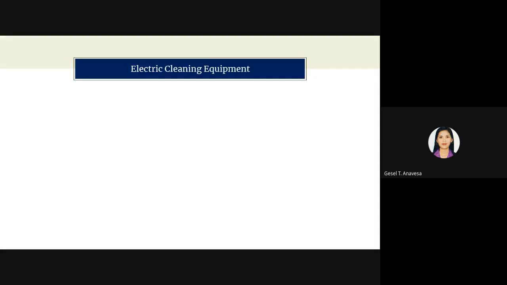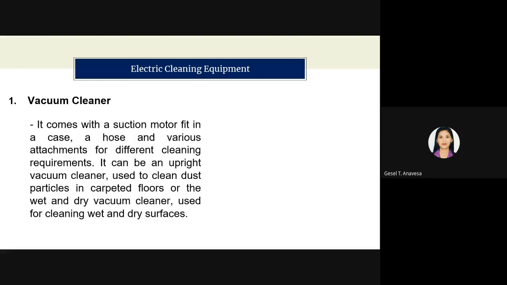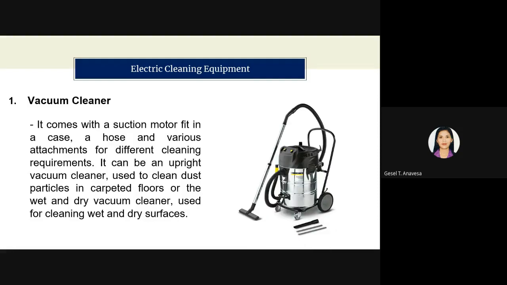These are the electrical cleaning equipment used in the housekeeping department. First is the vacuum cleaner. It comes with a suction motor fitted in a case, and a hose and various attachments for different cleaning requirements. Vacuum cleaners also come in different sizes of hose or suction area, so it fits anywhere, even small areas, and the dust is still picked up. It is also very useful since it can work as both a wet or dry vacuum cleaner.